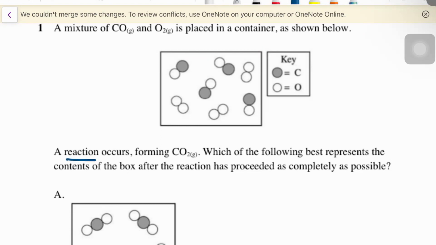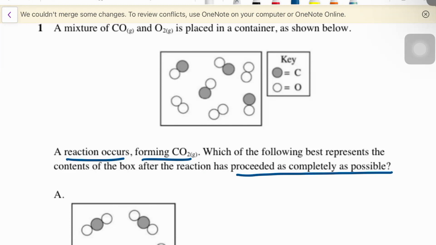The question tells me that a reaction occurs and it forms CO2. And then it tells me what the box is going to look like when the reaction has proceeded as completely as possible. Those two phrases indicate to me that it's a static equilibrium. So what that means is in a static equilibrium, it's not a reversible reaction. It goes completely to the right, which means my job here is to write out my chemical equation of carbon monoxide and oxygen turning into CO2, and then figure out what should be left over and what should be formed at the end of the day.